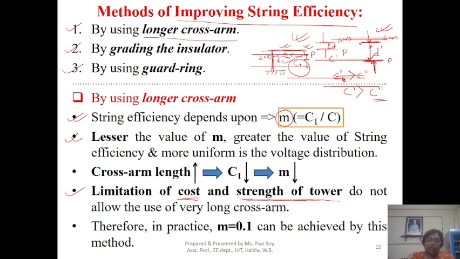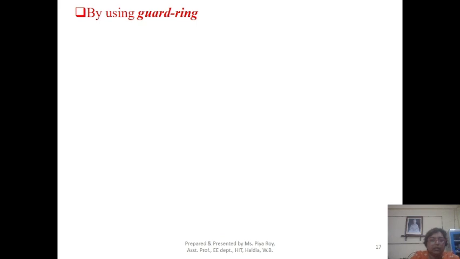The cross arm length should be managed in such a way that it is financially feasible as well as mechanically feasible. Therefore, in practice, M equal to 0.1 can be achieved by this method. So M can be 0.1 in the practical case.